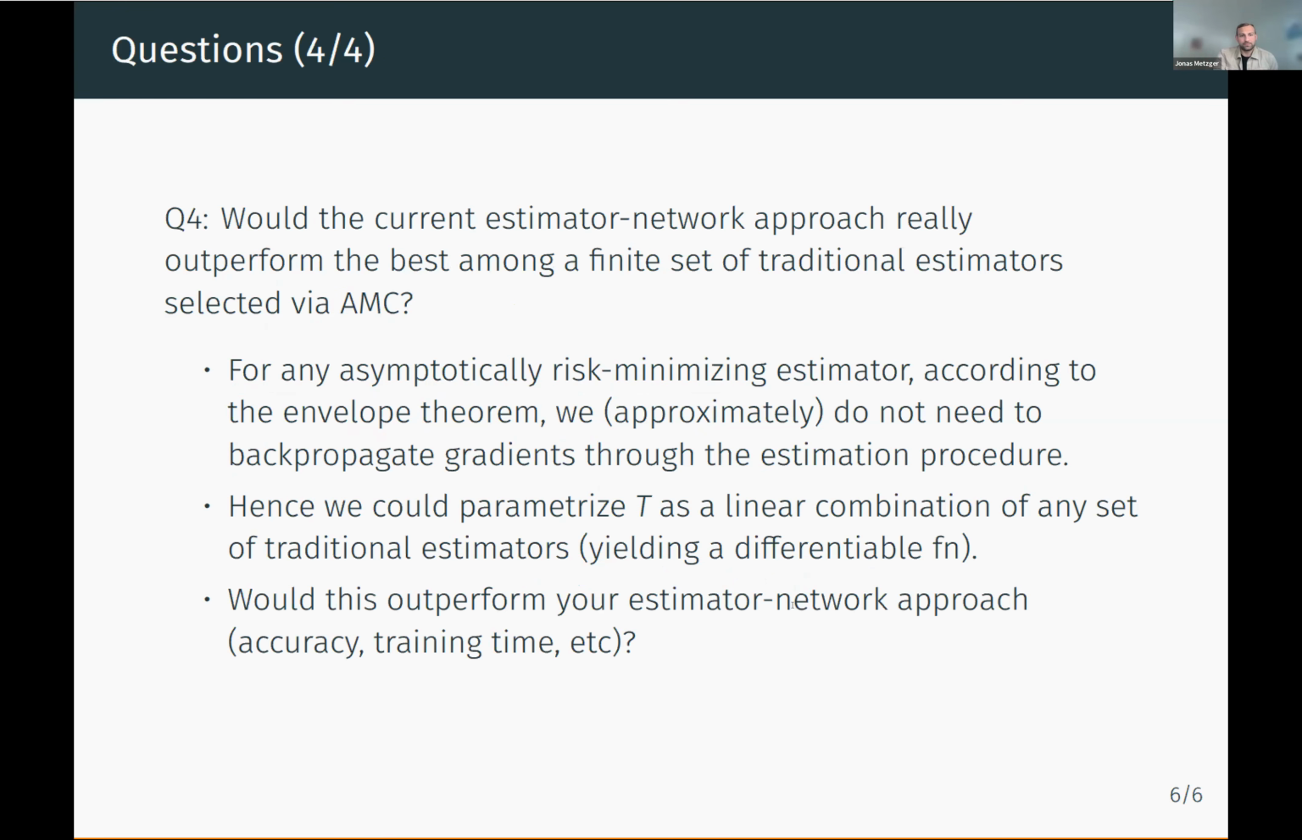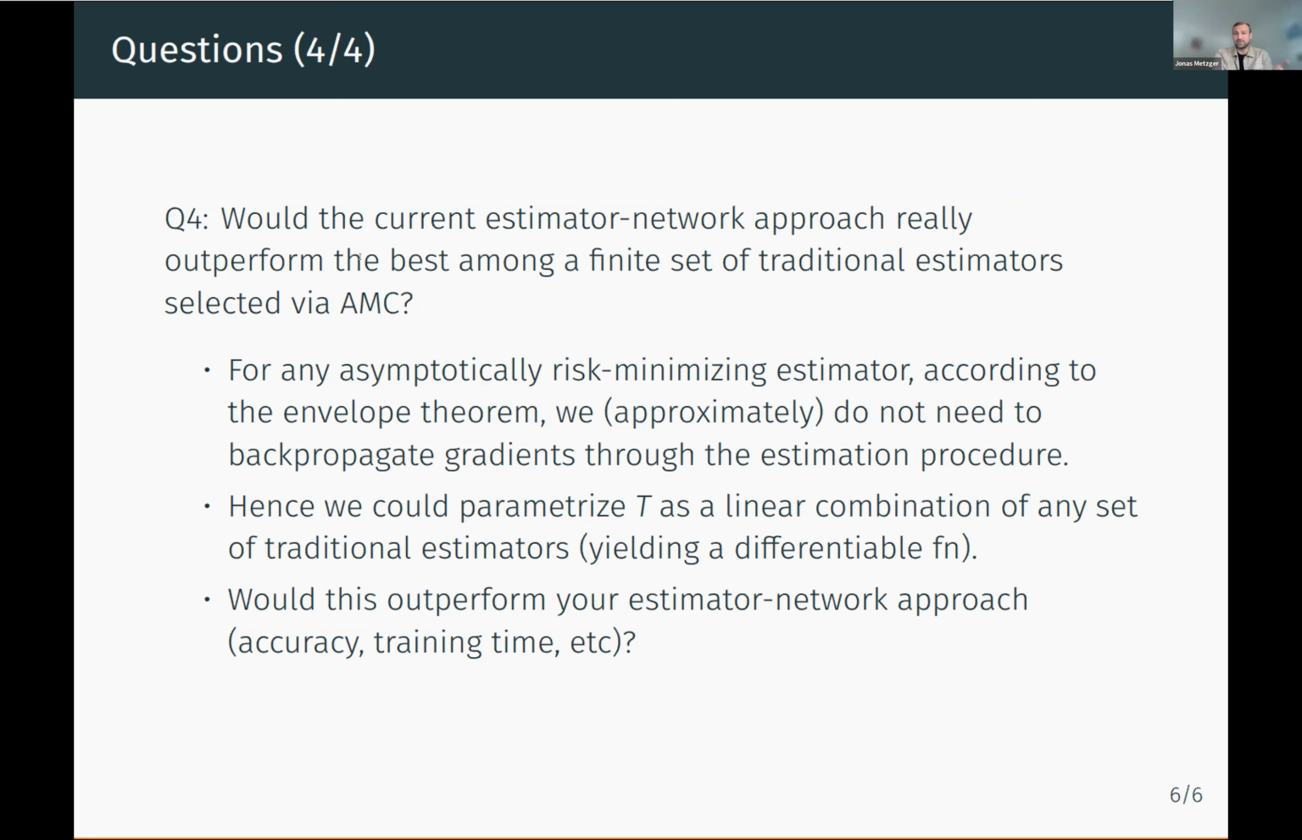And my last question: would the current estimator network approach, which has this huge function mapping from the space of all data sets into the space of functions, really outperform just picking the best among a finite set of traditional estimators that we maybe select with the AMC procedure? So instead of having this huge space of neural network parameterized estimators, we just have a finite set of estimators. We maybe take their average or consider a parameterized linear combination of all of them, and just optimize the weights for a given choice of gamma.